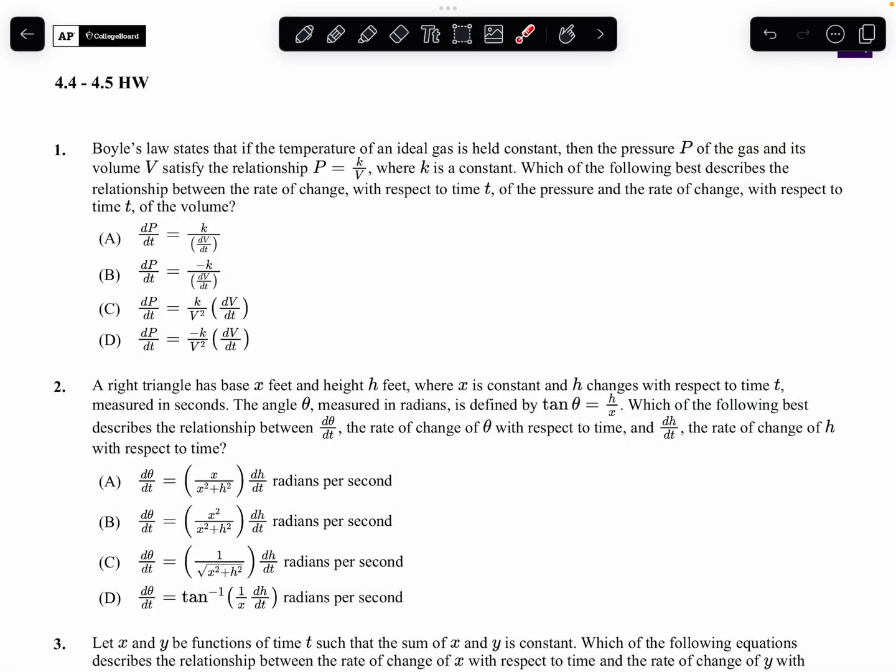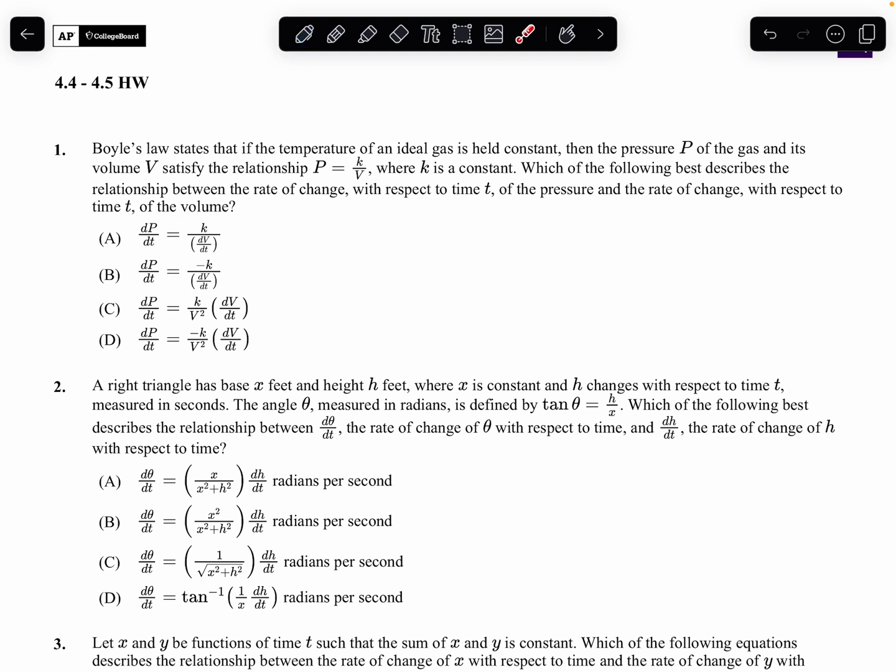Hey guys, this is going to be the homework for 4.4 and 4.5, although you probably are already done with this because this is what we did in class. But for those that might have missed, or if you want to just redo a problem that you didn't quite understand, hopefully you'll get some help in this video.